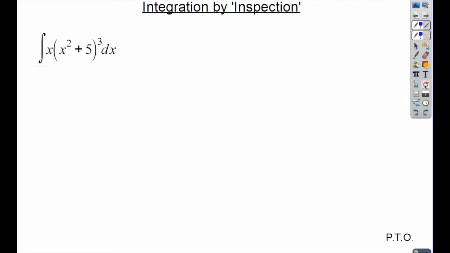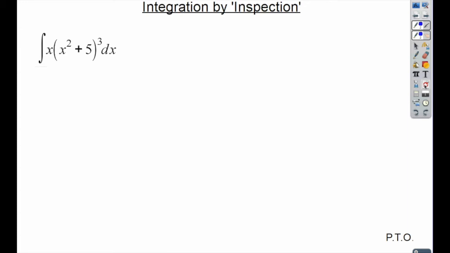Hello. What I want to do is have a look at some more integration by inspection questions. What I'm going to do is take you through examples 9b, 10 and 11 from the textbook. Okay. So the first one is the integral of x squared plus 5 cubed.